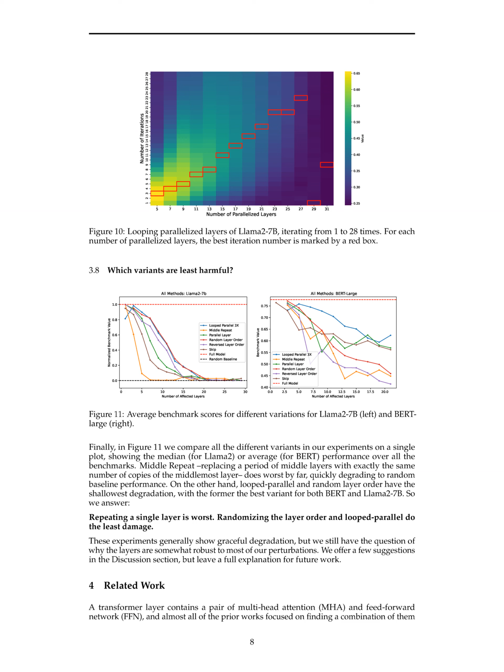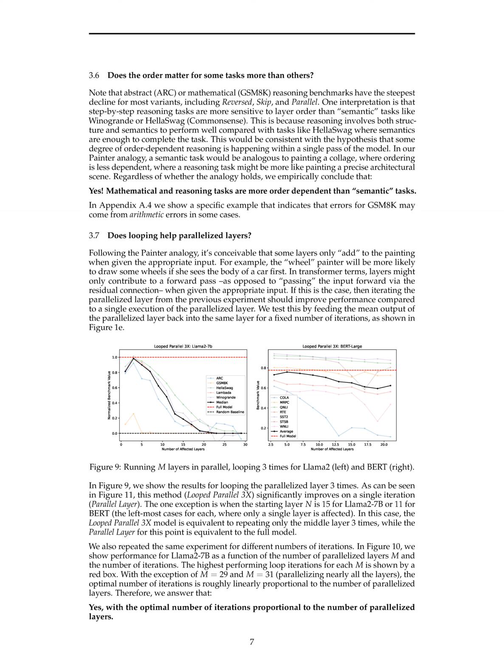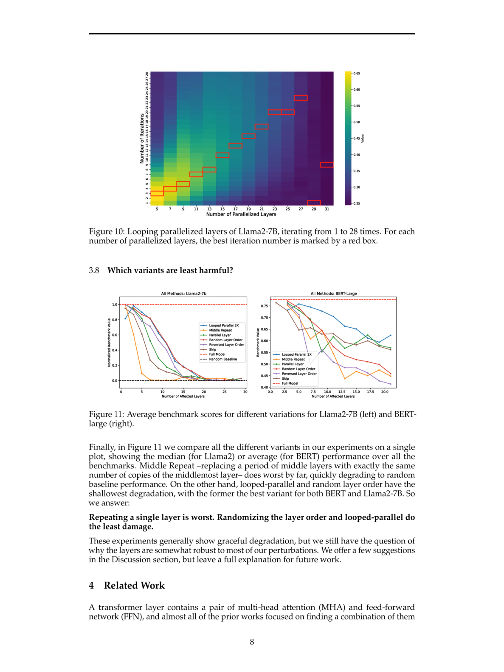The study also revealed that the order of middle layers somewhat matters, with randomizing or reversing the layer order showing graceful degradation. Running the middle layers in parallel was successful for most benchmarks, except for math-heavy tasks. Furthermore, looping parallelized layers improved performance, with the optimal number of iterations being proportional to the number of parallelized layers. Overall, the least harmful variants were randomizing the layer order and looped parallel, while repeating a single layer was the worst performing variant.